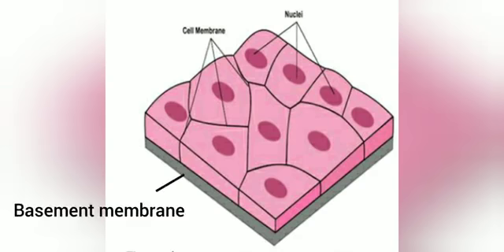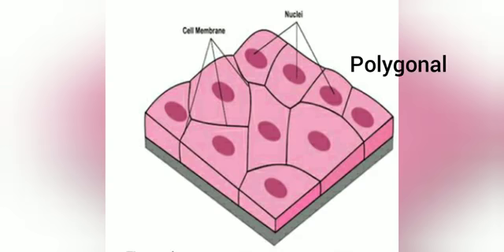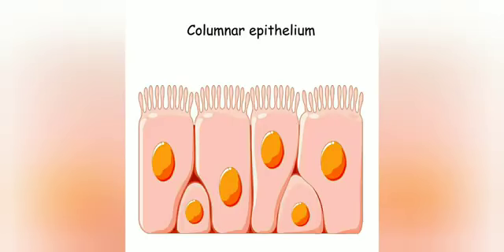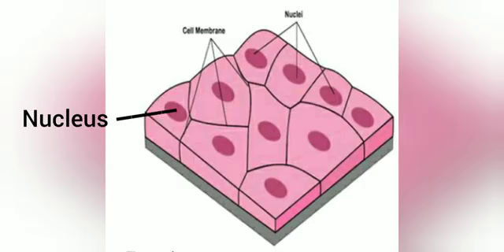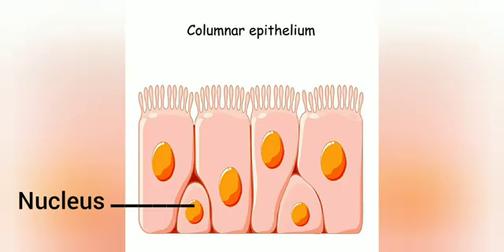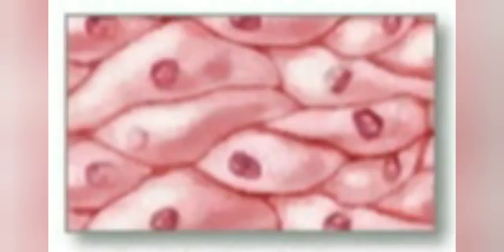Now the cells of epithelial tissue are polygonal, cuboidal or columnar in shape, and a single nucleus is present at the center or at the base depending upon the shape. This tissue is avascular. If I say the word avascular, that means it does not contain a vascular system, that means blood vessels are not present. And it has good capacity of regeneration. Regeneration means the ability to get reformed.